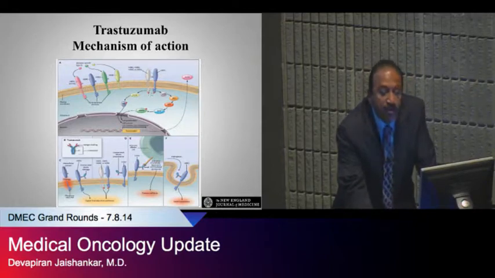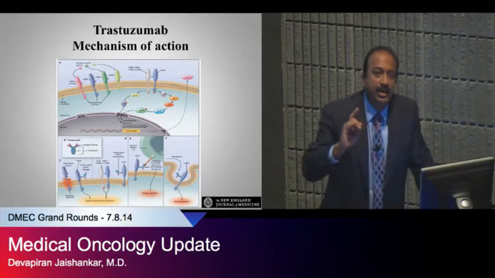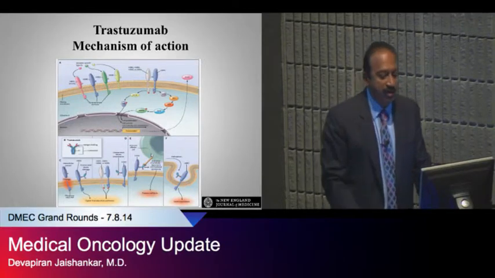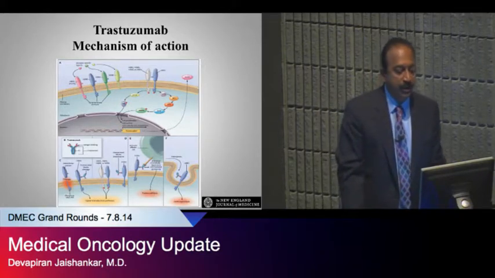And so when you use trastuzumab, you have to remember there are two sites to this. There's the antigen binding site. It's a humanized monoclonal antibody. So the antigen binding site will bind to subdomain 4 in the extracellular region. But then you have an Fc domain that will actually hook up to the immune effector cell. And there is actually antibody-dependent cellular cytotoxicity that plays a role in cell death. And that's how trastuzumab works.